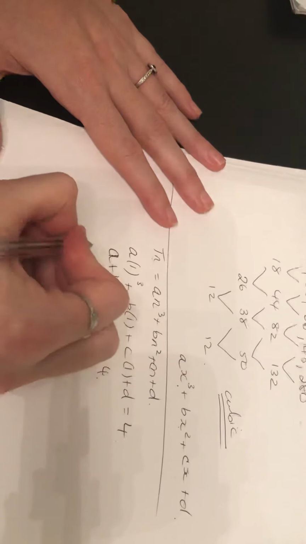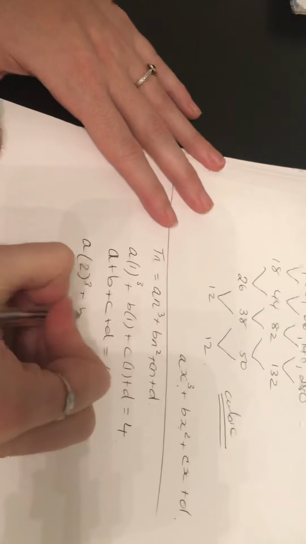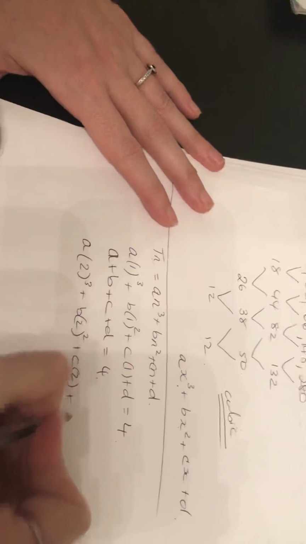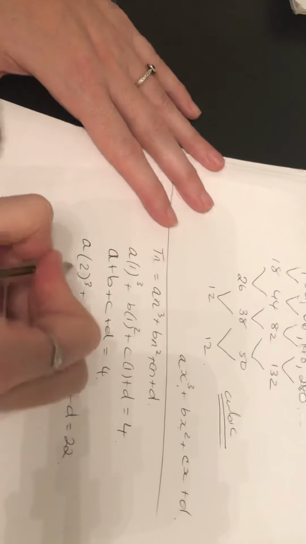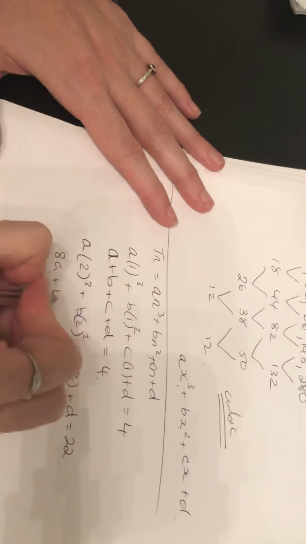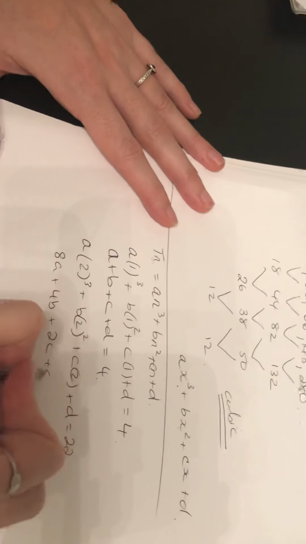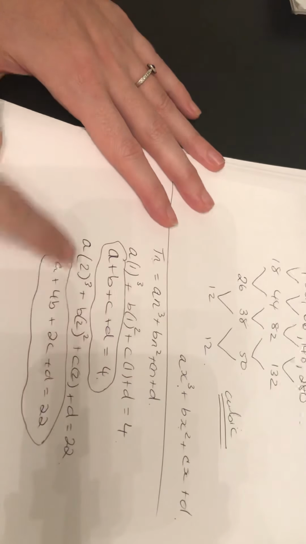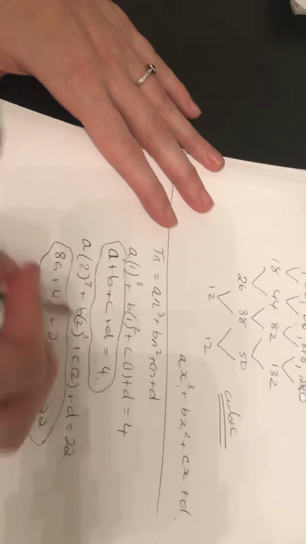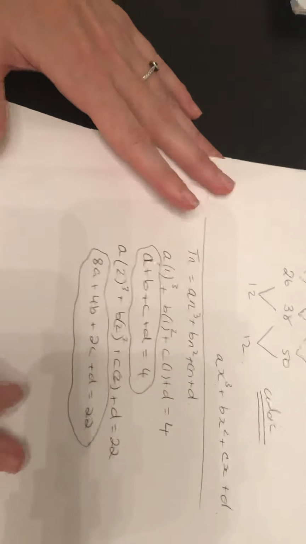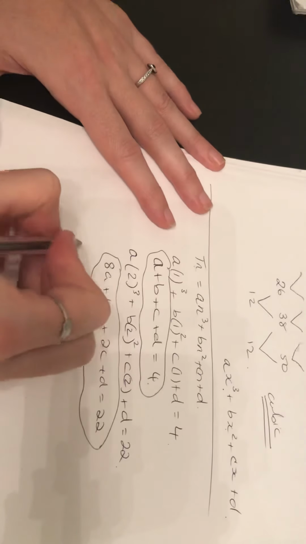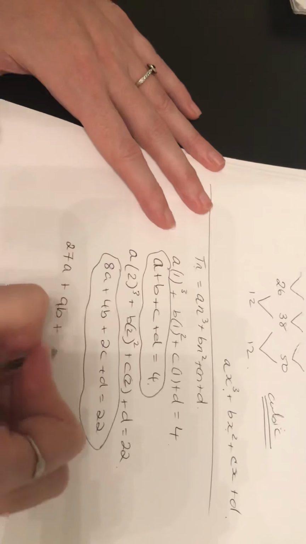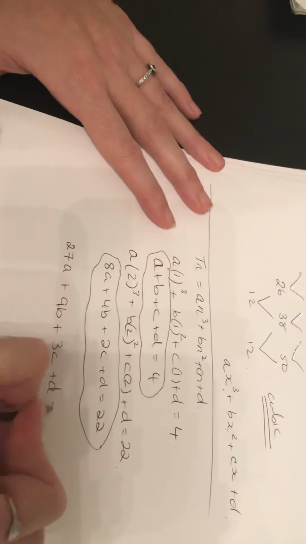So T2 is 22. A times 2 cubed plus B times 2 squared plus C times 2 plus D is equal to 22. Clean that up. I have 8A plus 4B plus 2C plus D equals 22. We'll do the same when n is 3 and clean it up. So again, pause the video whenever you want and do that, but I'm just going to do it in my head, and I'll end up with 27A plus 9B plus 3C plus D is equal to 66.